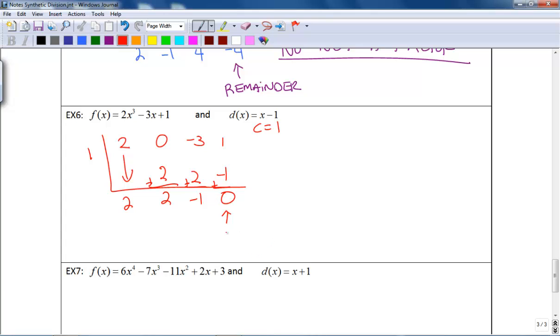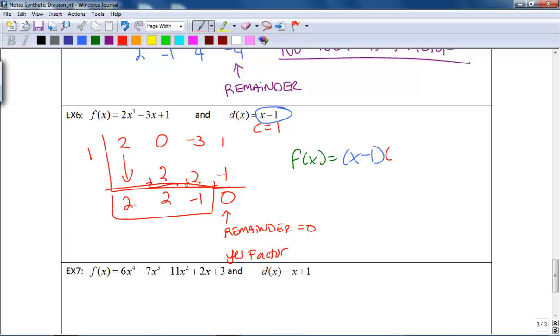Am I a factor? Yes, I am a factor. Why am I a factor? Because my remainder is equal to 0. So yes, I'd be a factor. All right, well, what does that mean? Again, that this f of x, this 2x cubed minus 3x plus 1, can be rewritten as the divisor, which is my x minus 1, times the quotient, which, remember, starts with 1 degree less, so it's x squared, x, and my constant. So 2x squared plus 2x minus 1. So again, because my remainder is 0, my polynomial f of x can be rewritten as the divisor, x minus 1, times the quotient, which is 2x squared plus 2x minus 1.